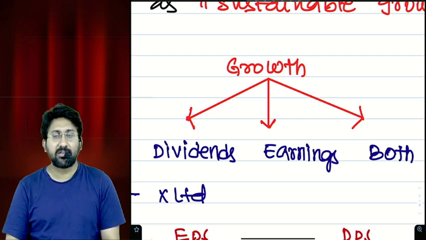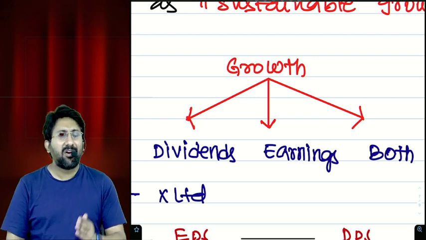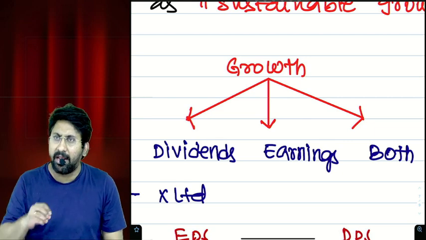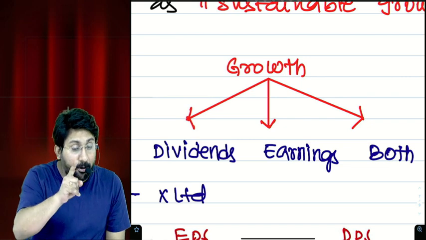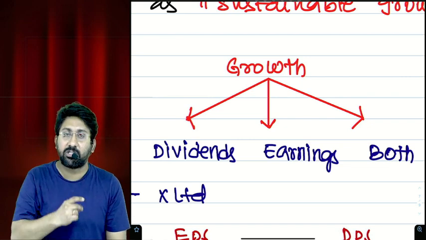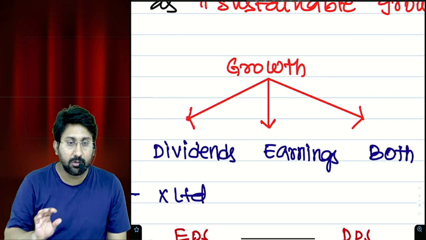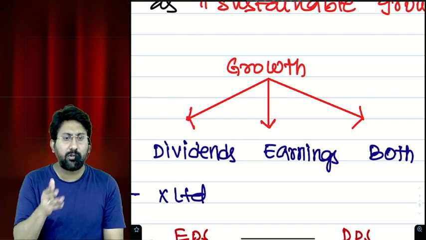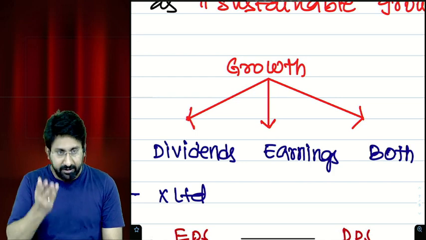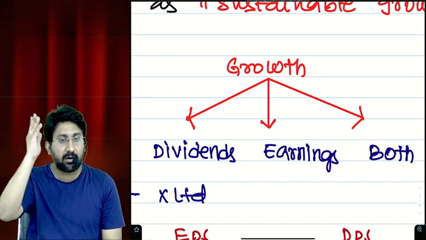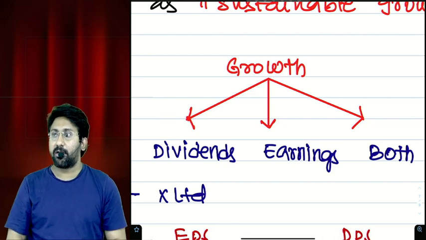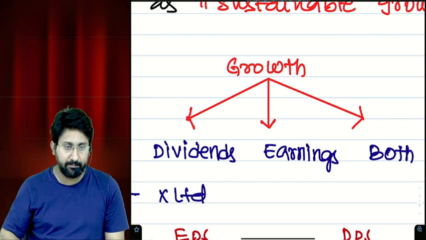A question will arise or not. Without understanding that, how can you do the problems here? G means 5%. If you do it blindly, and one important point was inserted into the question, it's gone. So we need to have clarity. Growth represents what? Growth in dividends, growth in earnings, or both are growing. So how can we understand that? For understanding this particular point, we need some clarity.